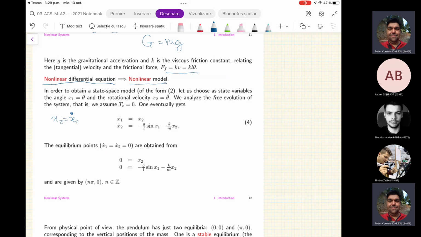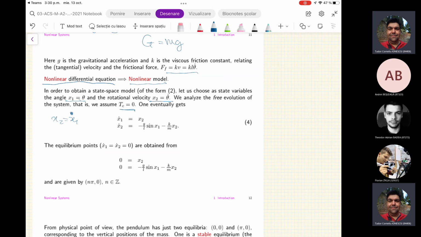If now we can write the equations depending on x1 and x2 because we made these notations. We analyze the free evolution of the system. We assume, first of all, that the external force is 0. And what do we get eventually? The first equation is position, angular displacement dot is angular velocity, and then angular velocity dot, which is the acceleration, is minus g over L sine x1 minus k over m x2.